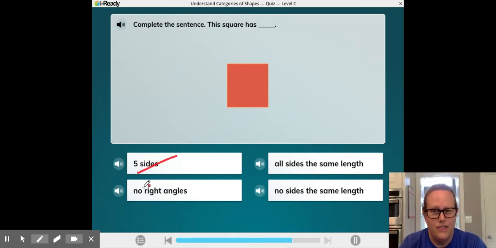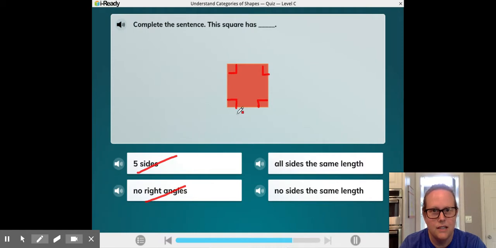Does a square have 0 right angles? It doesn't. You have to look at the angles on a square. Each one of these has a perfect square angle, or perfect right angle, which is also called a square angle. They are perfectly square, and so clearly there are right angles in a square, so this is not a good option.